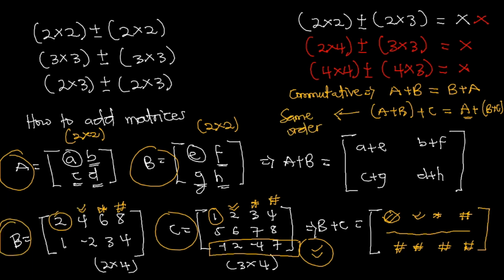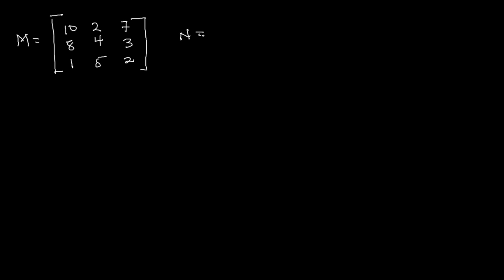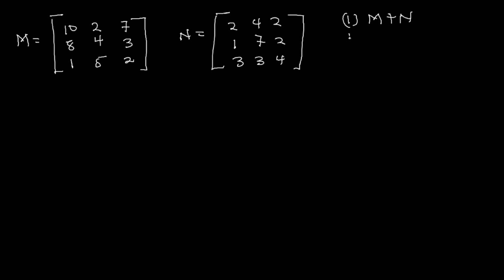All right, so with this basic introduction to addition of matrices, let's have a look at an example. Example number 1: matrix M is equal to 10, 8, 1, 2, 4, 5, 7, 3, and 2, and the second matrix N is 2, 4, 2, 1, 7, 2, and then 3, 3, 4. We have to find (i) M plus N, (ii) N plus M, and (iii) show whether addition is commutative.